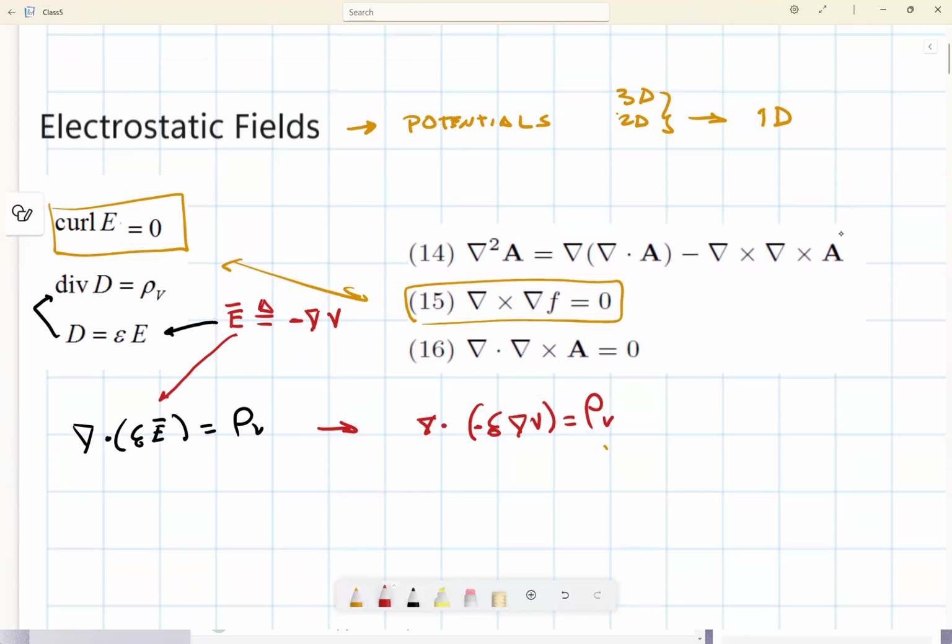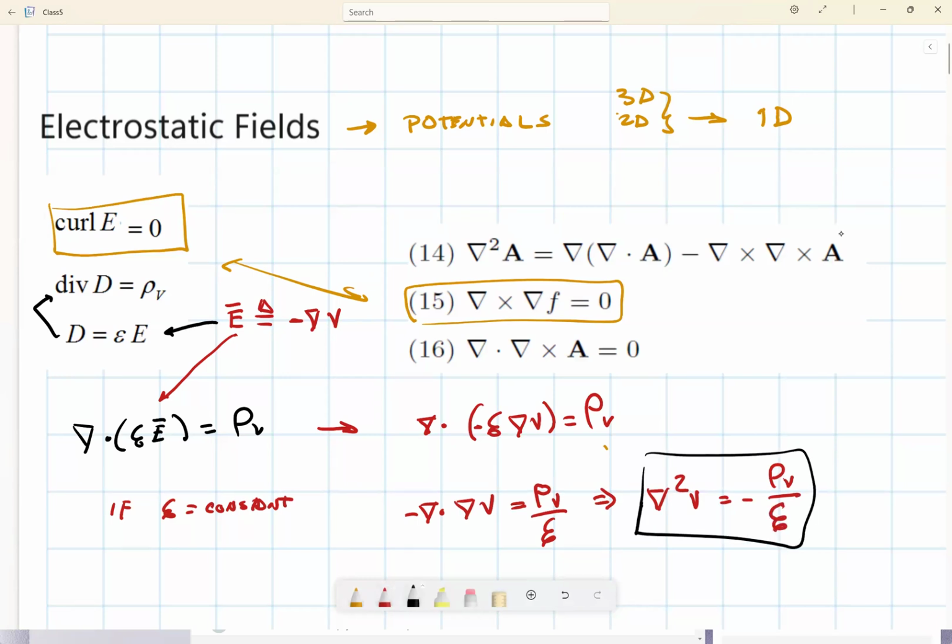And that equation, if you go into console, you will see this equation, right? For fields, for permittivity, if epsilon is constant, then we will have that the divergence of the gradient of V equals negative rho V. Therefore, the Laplacian of V over epsilon equals the negative of rho V by epsilon.